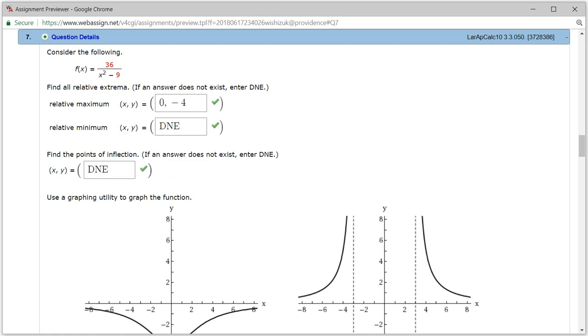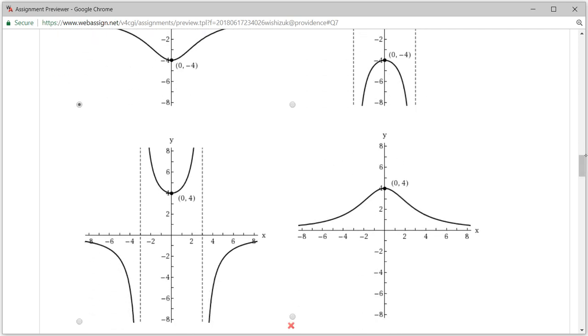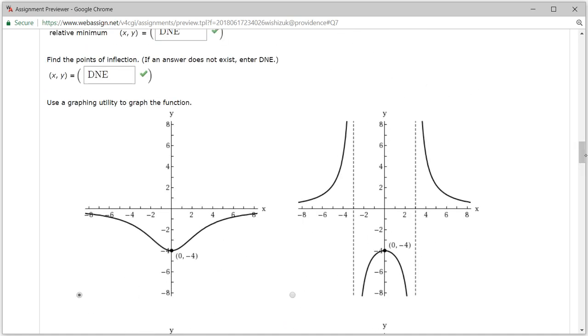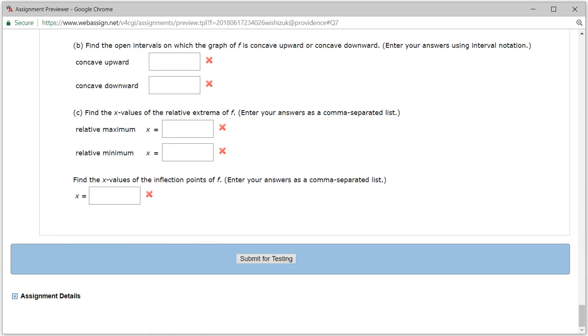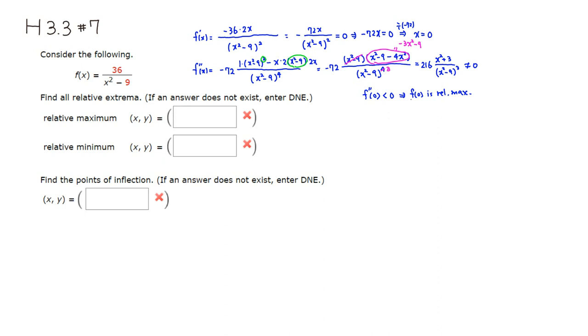All right, so let's find the correct picture. We have a relative max at 0, comma, negative 4. Which one does that? Here, this is a relative min. The second picture looks promising. The third picture is not correct, and the fourth picture is not correct. So the second picture has the correct local maximum point, so this has got to be the right one. Let's submit for testing. I came back and looks like we got the correct picture as well. All right, that's it. I hope that this was clear.